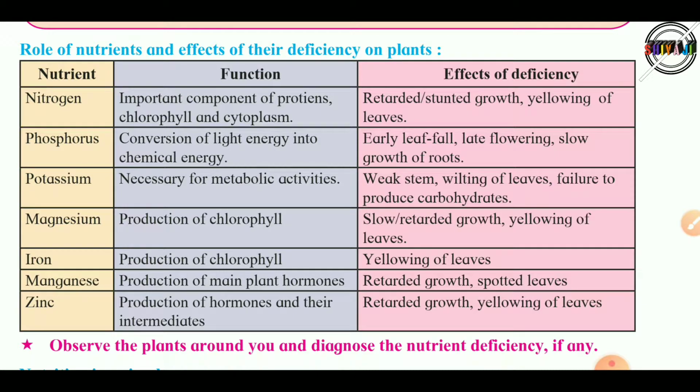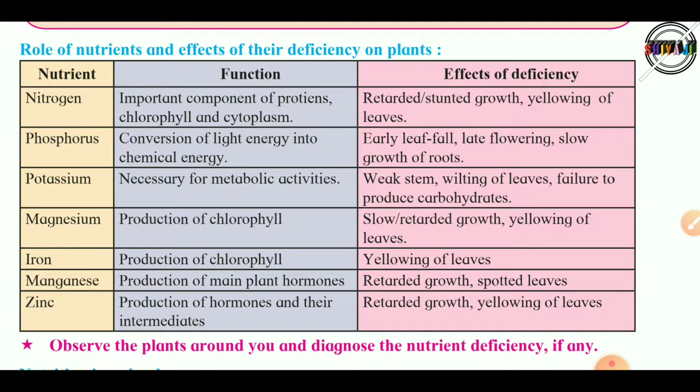Now here is a chart of the role of nutrients and the effects of their deficiency on plants. You know that nitrogen is very important to the plant. What is the role of nitrogen in plant function? It is an important component of proteins, chlorophyll and cytoplasm. If there is a nitrogen deficiency in the plant, what are the effects? Retarded or stunted growth and yellowing of leaves.